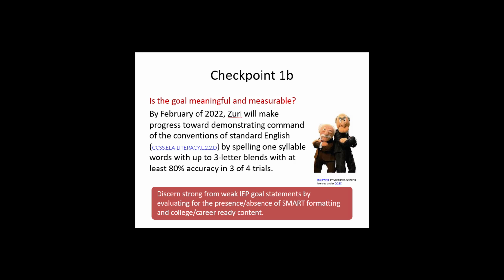Checkpoint 1B. Is the goal meaningful and measurable? By February of 2022, Surrey will make progress toward demonstrating command of the conventions of standard English by spelling one-syllable words with up to 3-letter blends with at least 80% accuracy in 3 of 4 trials. Does the goal reflect SMART formatting and college and career-ready content?